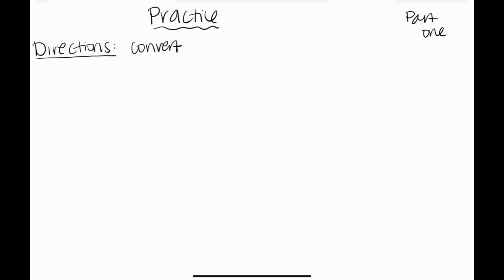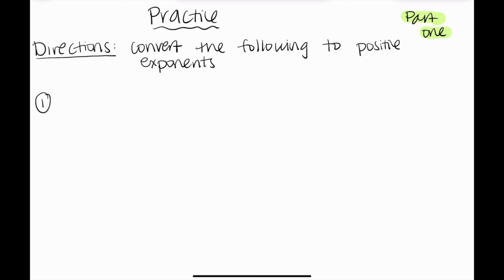Our practice section for today's lesson will be split up into two parts. We're going to start off with part 1. The directions for part 1 say to convert the following to positive exponents. So for this series of practice questions, we will be given negative exponents and we'll have to convert them to positive exponents. So for number 1, we are given 4 to the power of negative 3. What rule are we going to use to convert 4 to the negative 3 to have a positive exponent?